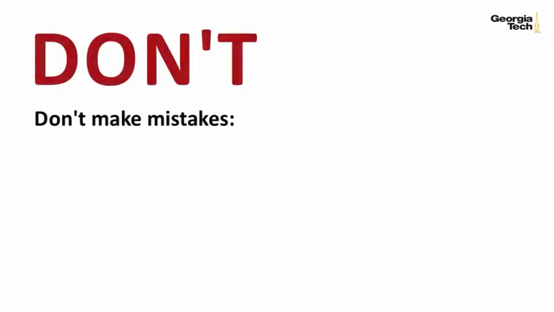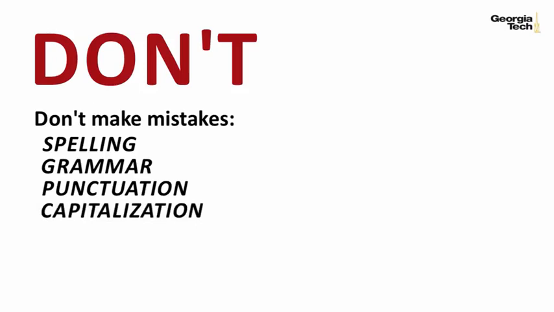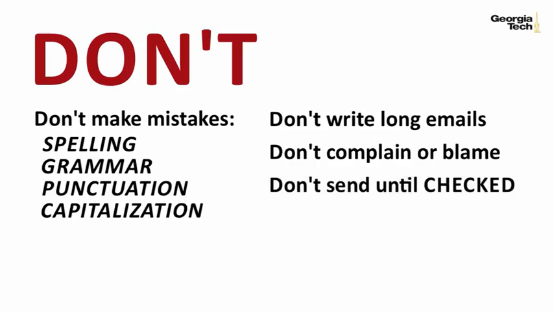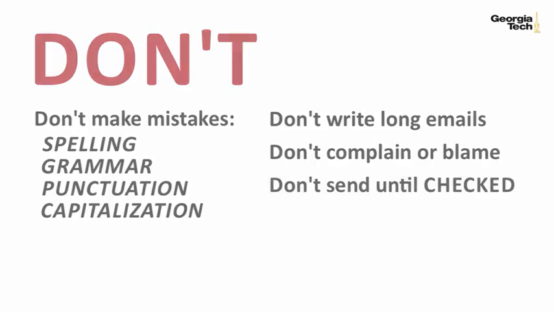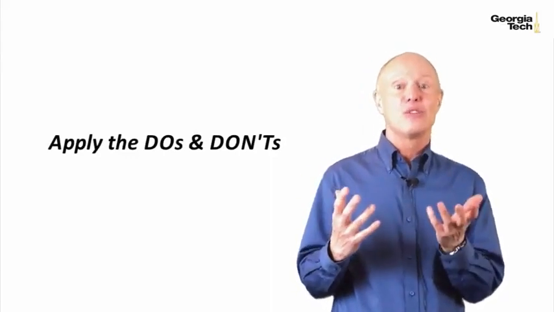Now, don't forget about spelling, grammar, punctuation, and capitalization. Don't write a book. Email texts should be limited to 1 to 2 paragraphs and 2 requests. Don't complain or blame. Don't address the email until it is written and checked carefully for all the things we've learned in this lesson. I hope you enjoyed this first lesson and feel confident to write your first email in this course. Try and apply as many of the do's and don'ts as we've covered here.